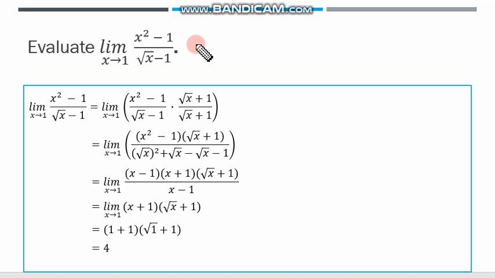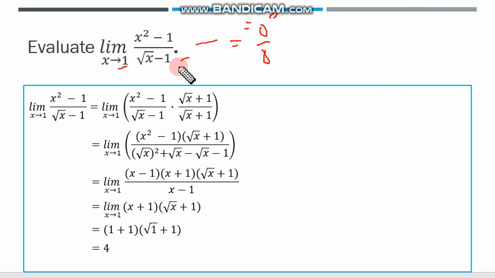So another example here, limit of x squared minus 1 over square root of x minus 1 as x approaches 1. Notice that in your denominator there is a radical sign here, so we can do rationalizing. But before that, let's have a direct substitution for the numerator and denominator. For the numerator, 1 squared minus 1 is equal to 0, while the denominator, square root of 1 is 1, so 1 minus 1 is equal to 0, which is an indeterminate form.